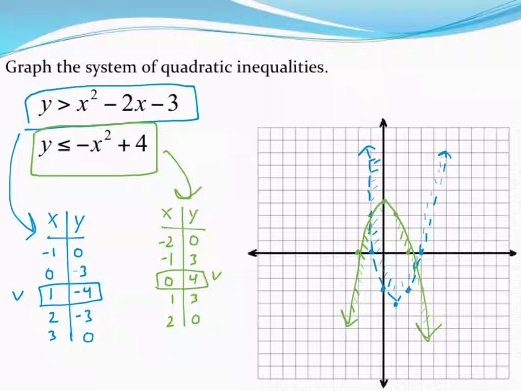And then I'm looking for where the two shadings overlapped. I can see that the section that got shaded twice would have been this section, this sort of pillow-shaped section right there in between the two parabolas. So go back and very, very darkly shade in that region. That would be my solution to the system. Any point I pick in that region would work in both parabolas at the same time.